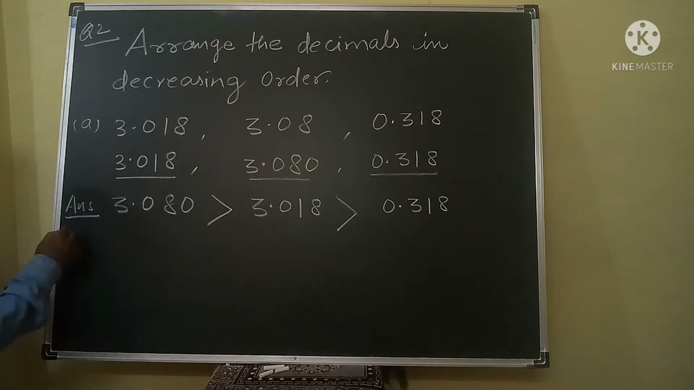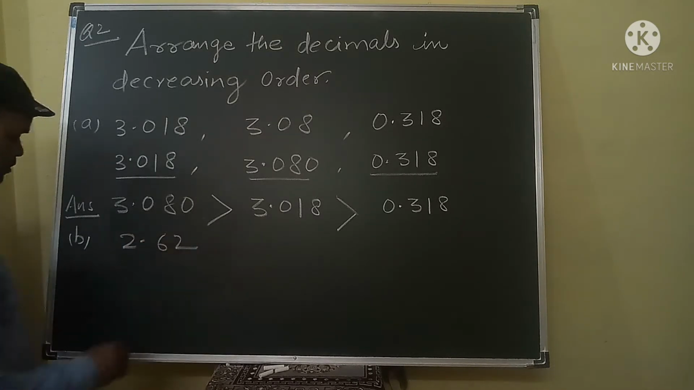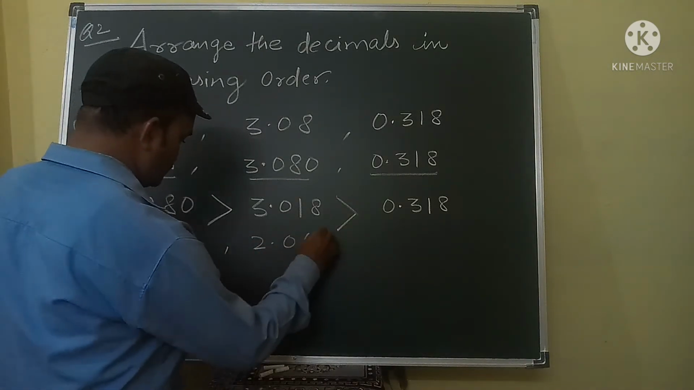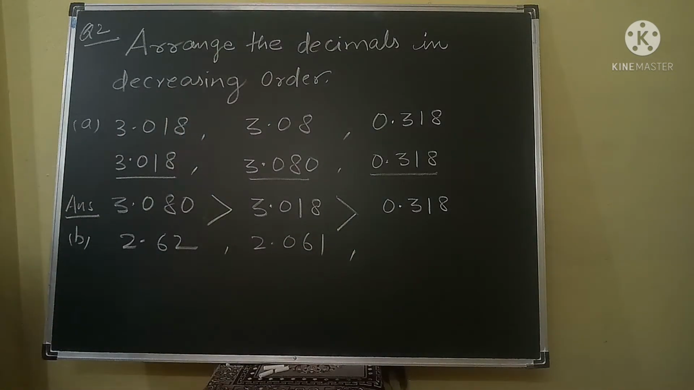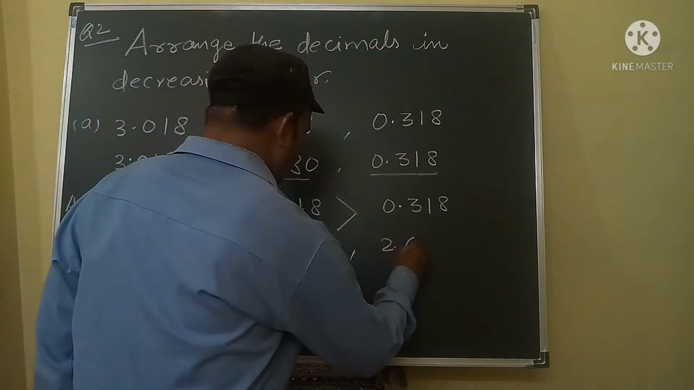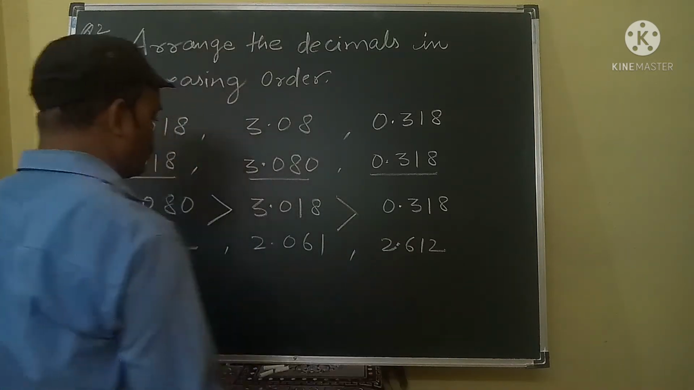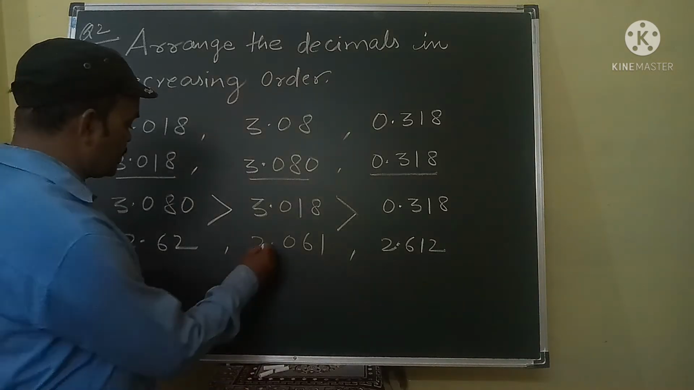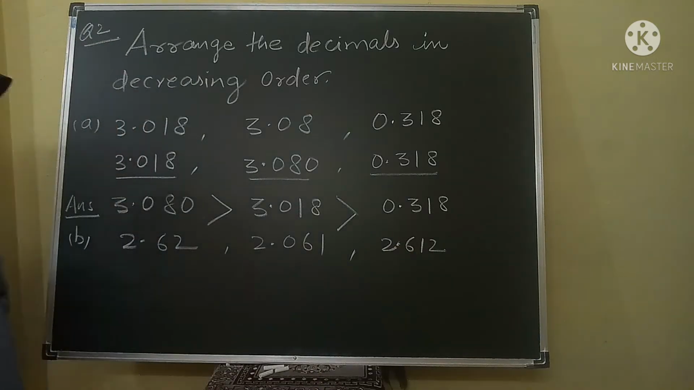Your second question, B, is this: 2.62, then after that 2.061, then after that 2.612. Okay, as you are looking, this is 2.62, 2.061, and this is 2.612.